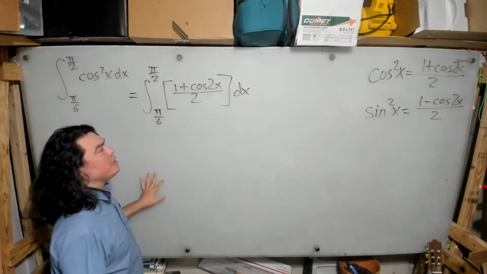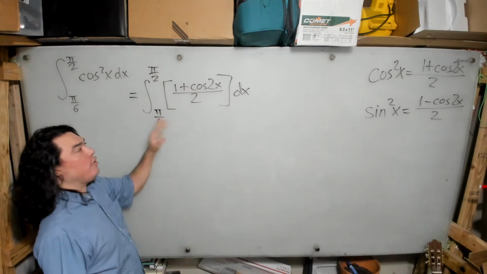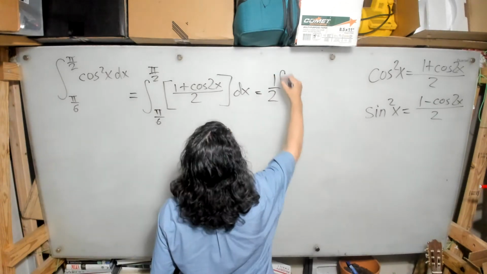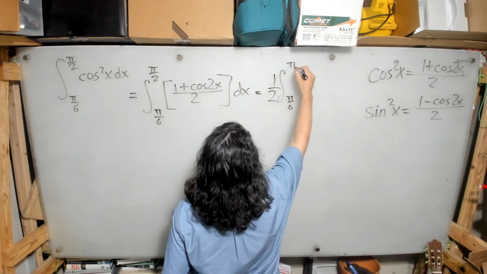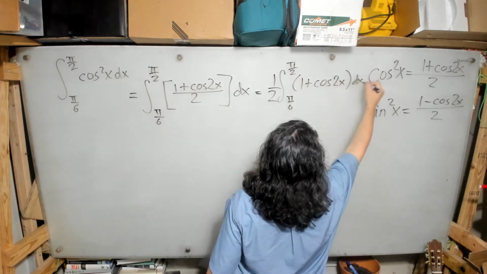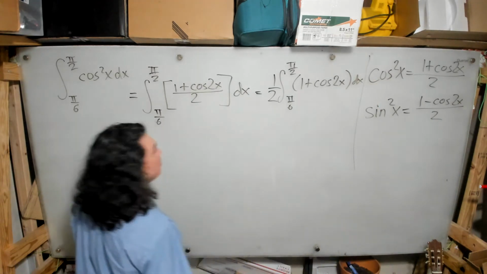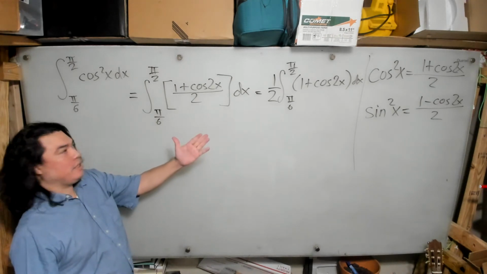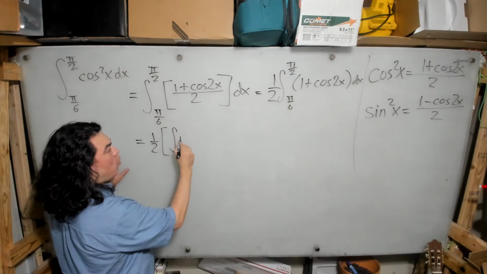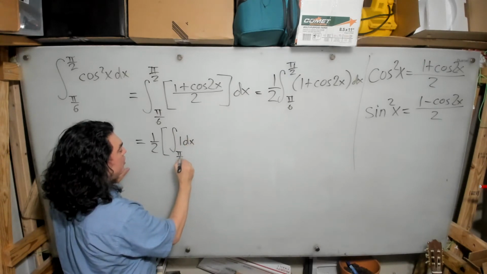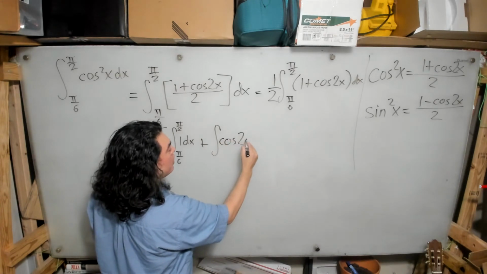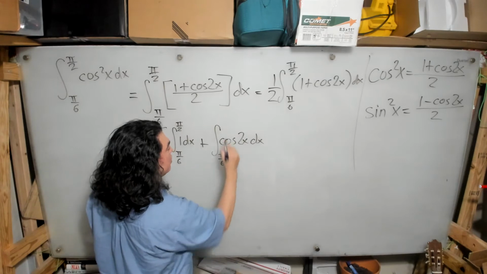You will see that if I want to, I can pull the 2 out. Now the 2 is in the bottom, so what that actually means is I'm going to pull out a 1/2. So I can rewrite this as 1/2 times the integral from pi over 6 to pi over 2 of 1 plus cosine of 2x dx. Now we can break up this integral into two pieces. I can leave the 1/2 on the outside and open up a bracket. So this will be the integral of 1 dx from pi over 6 to pi over 2, plus the integral of the cosine of 2x dx from pi over 6 to pi over 2.